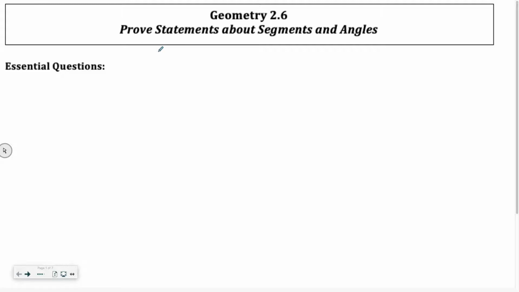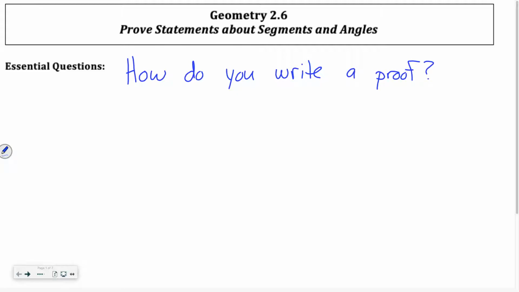Alright, so on to section 2.6. It is on proving statements about angles and segments. Our essential question is, how do you write a proof? We will talk about what is a proof.